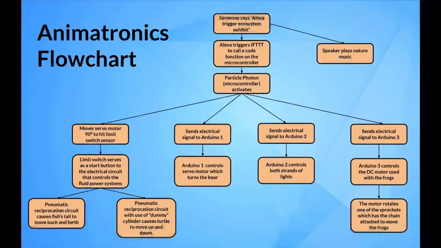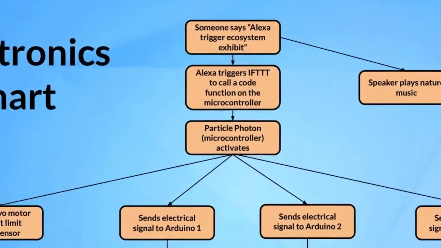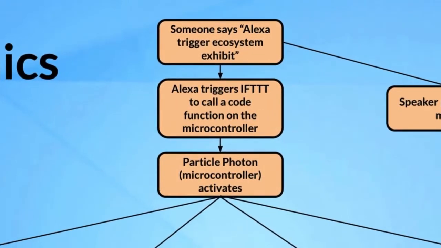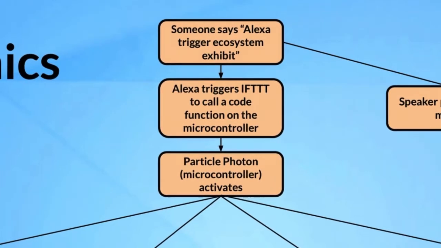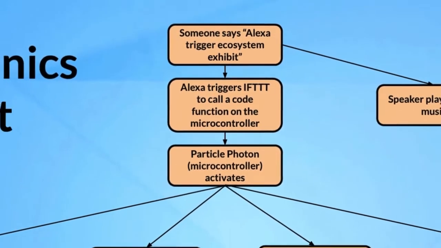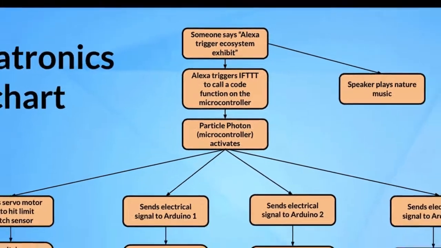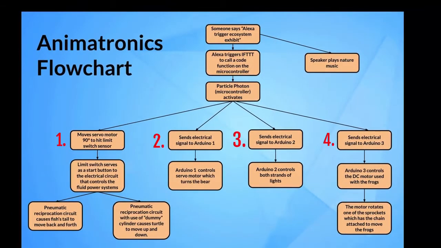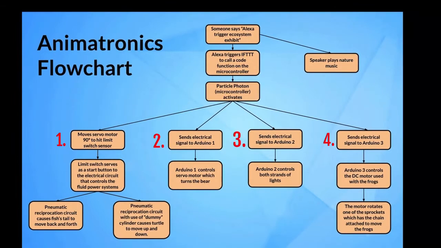Secondly, it triggers another software called IFTTT to call a code function on our internet-connected Photon microcontroller. When IFTTT calls the function, it passes the string "start" as a parameter. When the Photon receives this, it activates and begins executing code, which causes it to perform four main actions simultaneously.